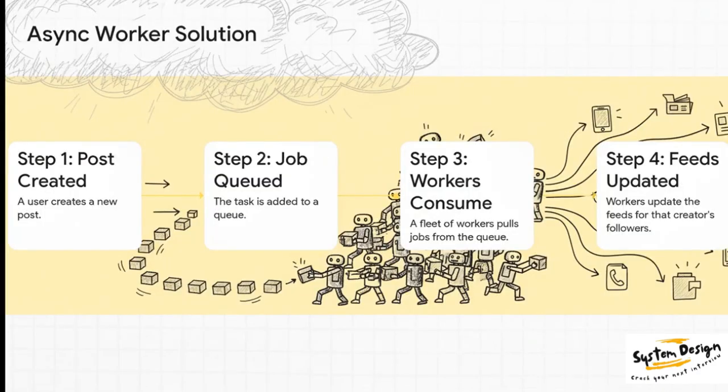The answer is to not even try to do it instantly. We do this massive job asynchronously, which just means we do it in the background. So instead of trying to update 90 million feeds at once, the system just creates a little job ticket that says, hey, add this post to everyone's feed, and it throws that ticket onto a massive digital conveyor belt, a queue. Then a whole army of background computers, we call them workers, just grabs tickets off the belt one by one and gets the job done at a steady pace. Yeah, the post might take a minute to reach everybody, but the crucial thing is the system doesn't crash.